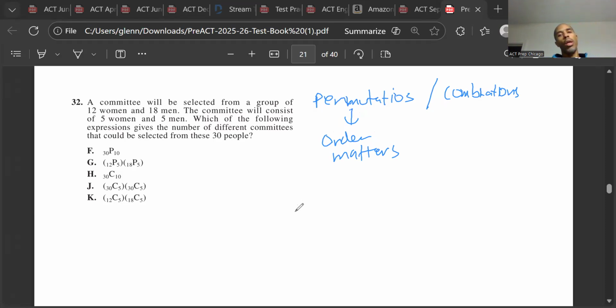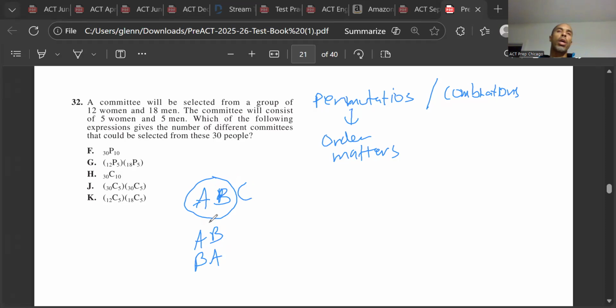So let's say you had 3 letters, A, B, C. If I took out A and B, that would be one combination. But if I ask how many permutations that was, it would be A, B, and then you can switch the word around. You get that?